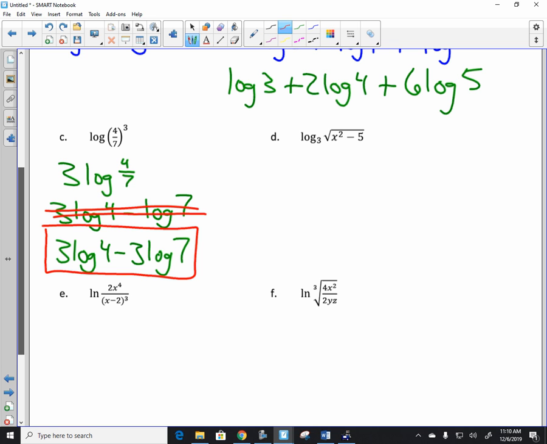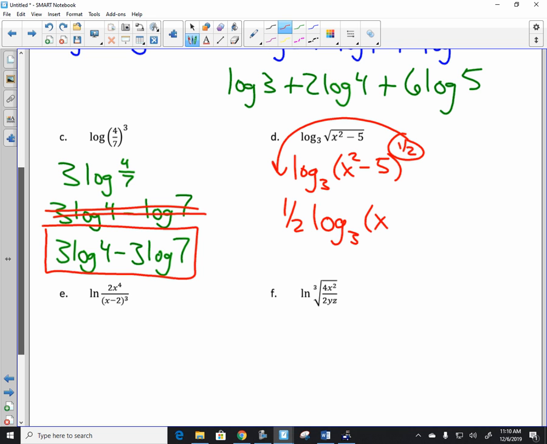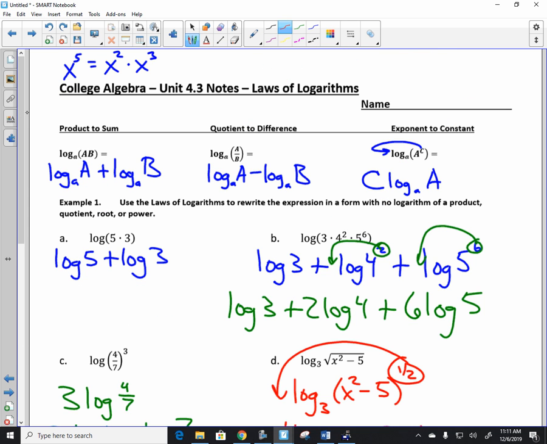Next, if I have a square root, what can I write as the power? Very good. It's the 1/2 power. So I can take that 1/2 and drop it out front. 1/2 log base 3 of x squared minus 5. Now, sometimes people want to mess around with this, but look at it. You take something, you square it, then you subtract 5. So subtracting 5 is the last thing I now do in this operation. Do we have a way to undo subtraction? No. So you're done with that.